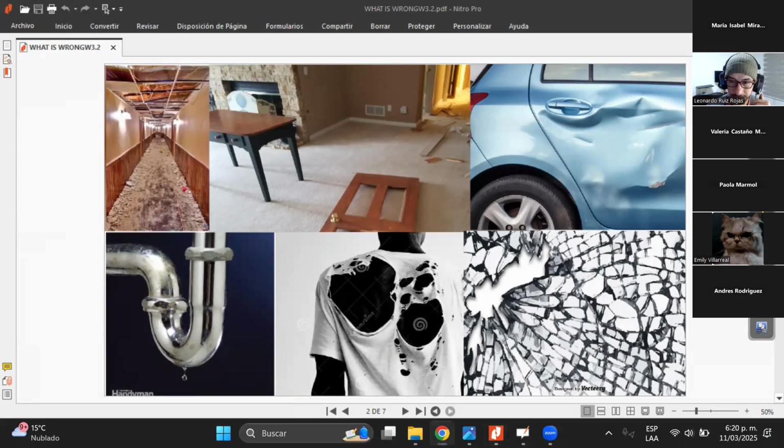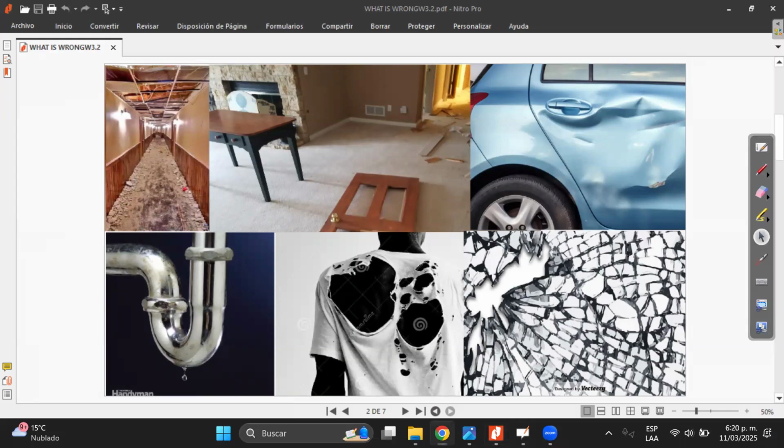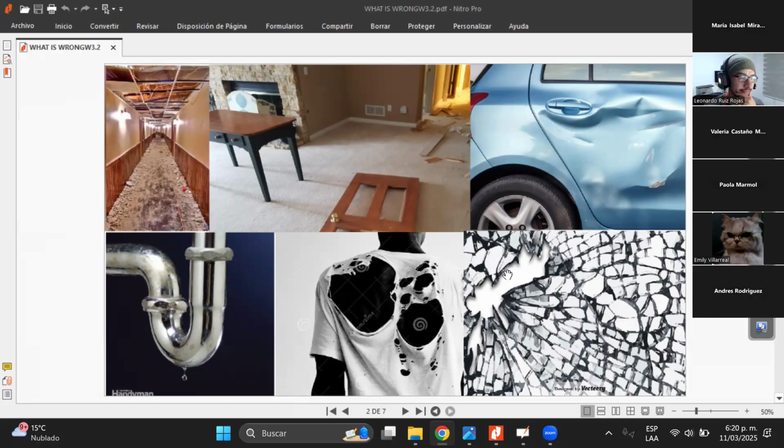In the first photo, the floor is damaged. The floor is damaged. Okay, very good. In general, it is not a specific damage, but it is simply damage. Okay. What else? Doesn't have to be in order. Any of the pictures.